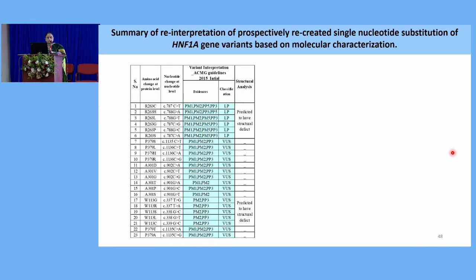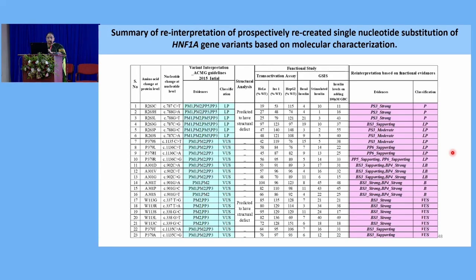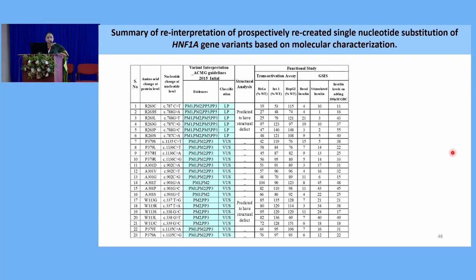So to summarize, we have about 35 of them where we have done this. Even here, the 23 prospectively created ones have also been reinterpreted, and then we are able to give the analysis. So on the one hand, we are getting the naturally occurring mutations, and on the other hand, we are prospectively creating and then doing the functional analysis. That is the functional status in molecular genetics of our laboratory in MDRF.